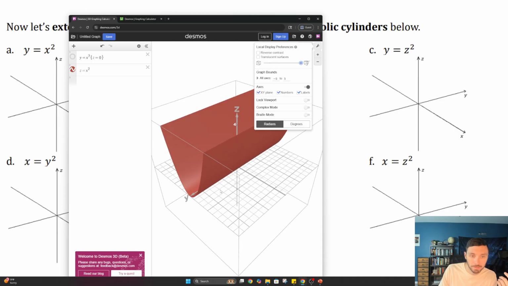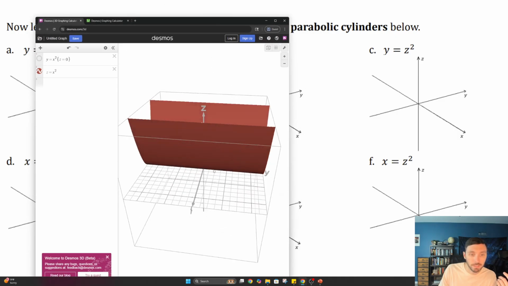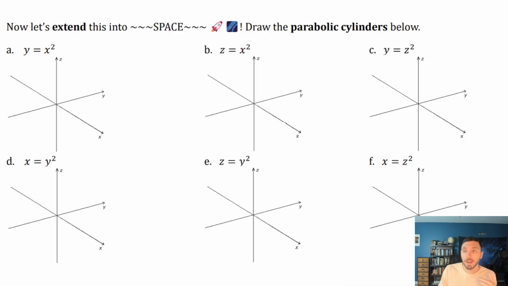I mean, they both look the same pretty much. So yeah, you can see the way I oriented the x, y, and z axes. I'd sketch this going along the y-axis as just a bunch of parabolas extended off the xz plane. Anyway, let's see what the rest of these would look like.